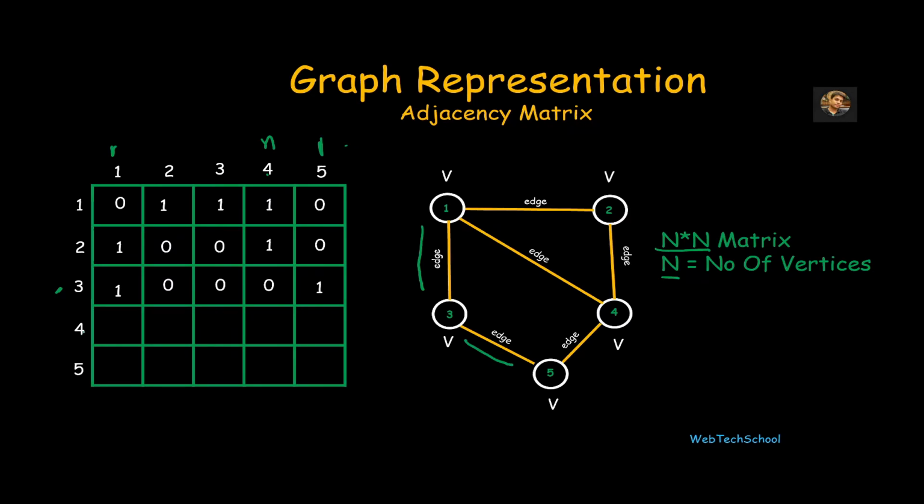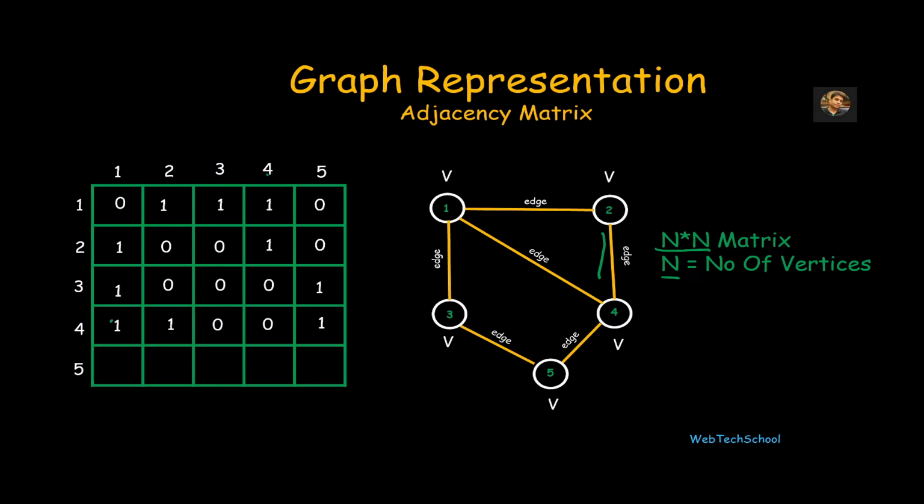Same with vertex 4 and vertex 1, we do have an edge, so we'll fill this value as 1. Then between vertex 4 and vertex 2, we do have an edge, so we'll fill this value as 1. Between vertex 4 and vertex 3, we don't have any edge, so we will fill the next value as 0. Between vertex 4 and vertex 4, we don't have any self loop, so this value will be 0. Between vertex 4 and vertex 5, we have an edge present, so we'll fill this value as 1.